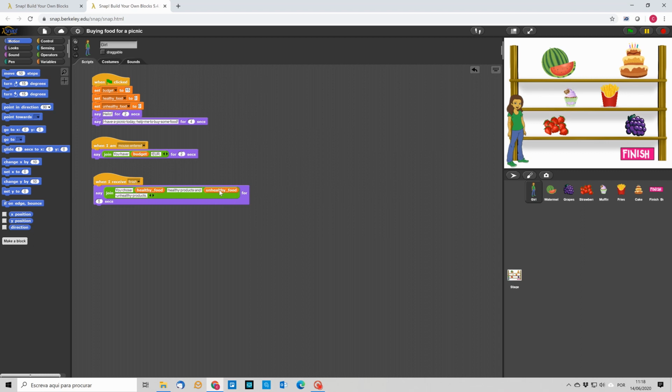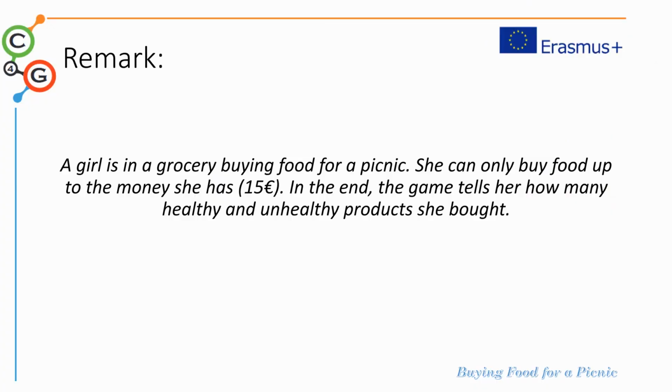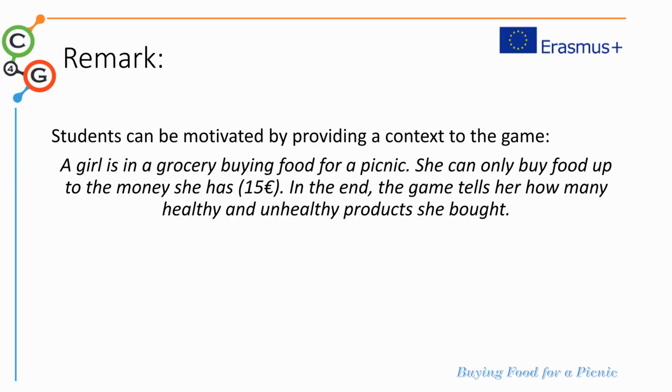As a final remark, please remember that students can be more motivated if you provide a context to the game they are developing. So for instance, in this case, you can present this example as a girl that is in a grocery buying food for a picnic, and she can only buy food up to the money she has, which is 15 euros. In the end, the game tells her how many healthy and unhealthy products she bought.